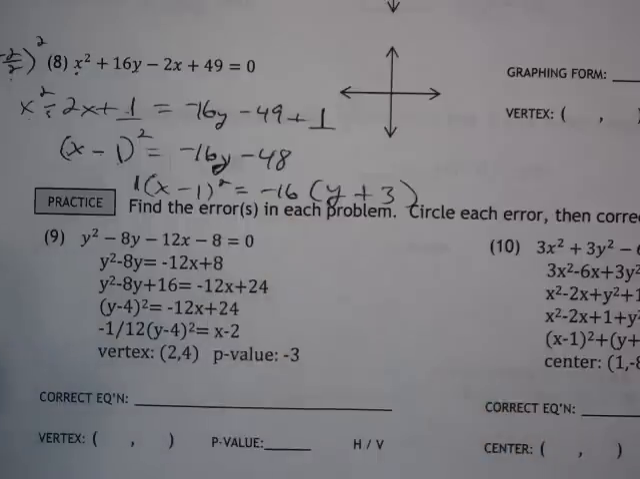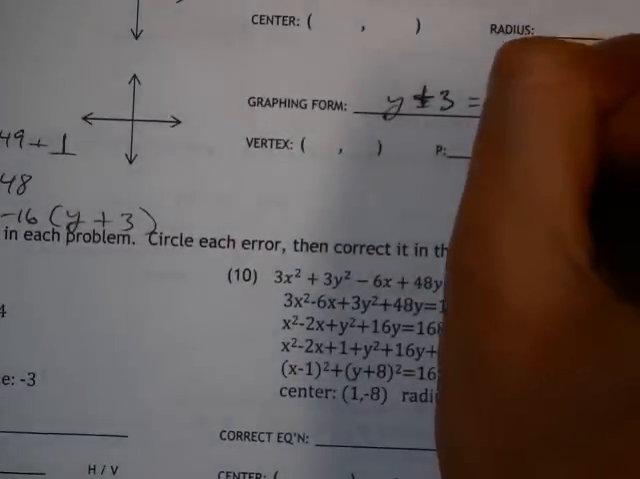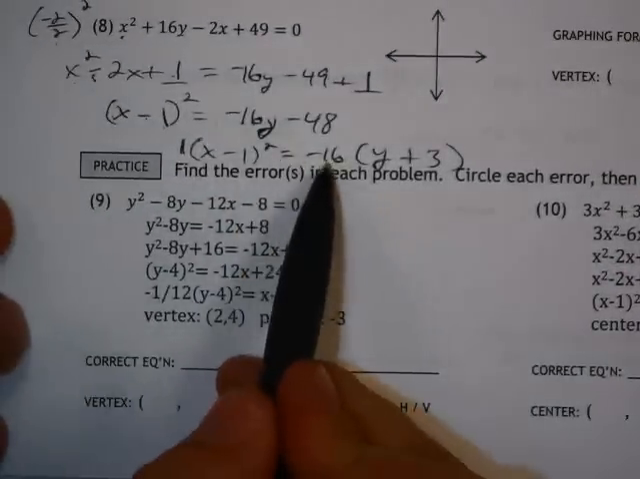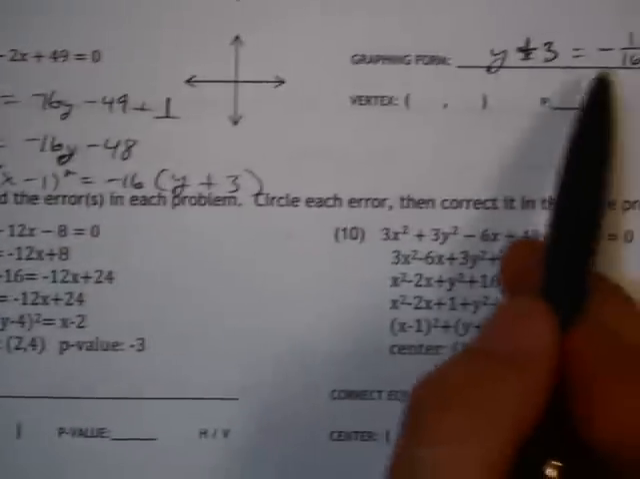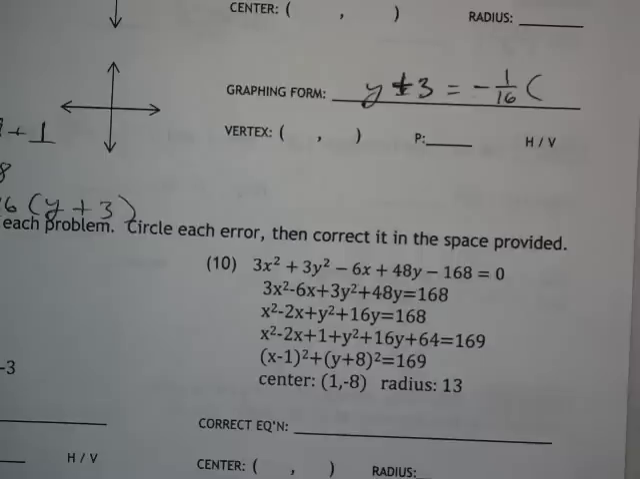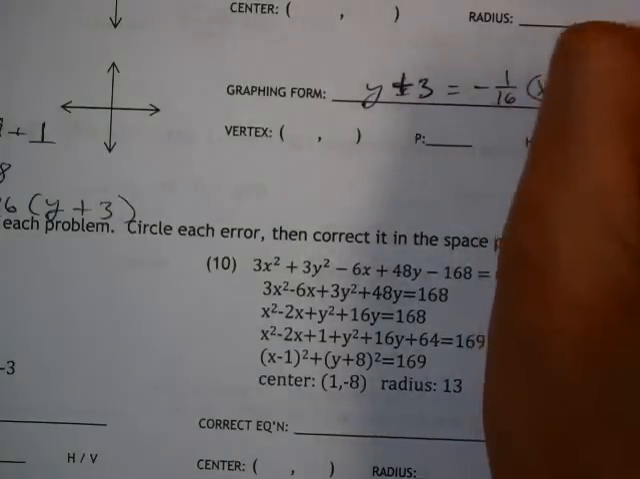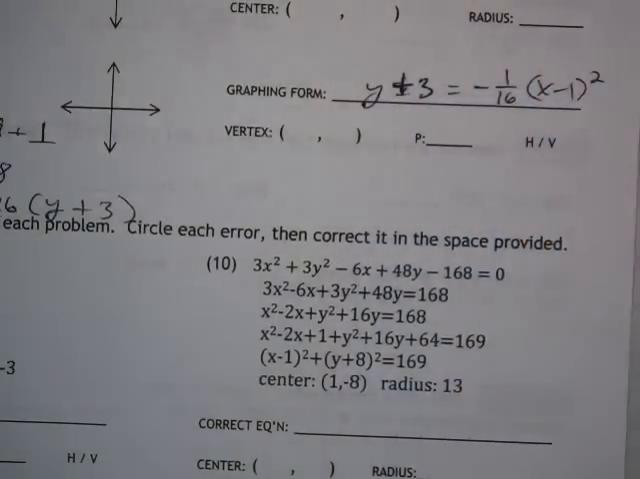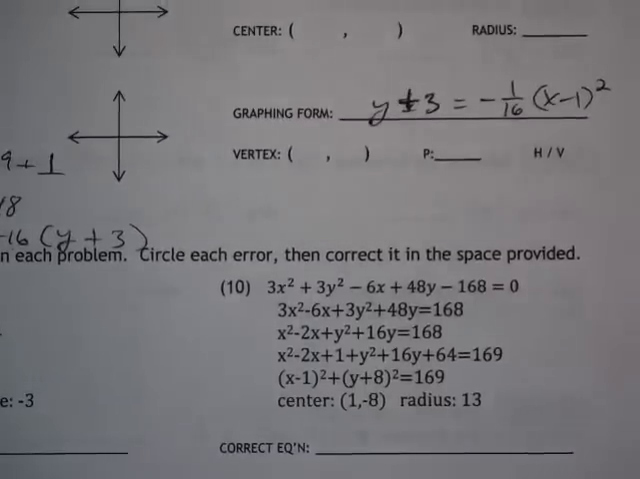And remember, I have a 1 in front there, which means when I divide, I'm going to get negative 1 over 16. Because again, I'm dividing both sides by that negative 16, gives me negative 1/16. And then I've got the x minus 1 squared. That didn't change. So there's my graphing form.